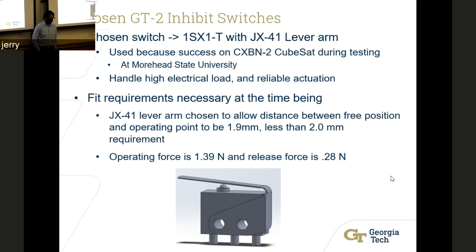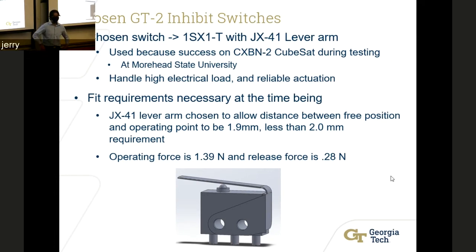So the inhibit switch that we chose was the IX1-T with a JX41 lever arm. There are 2 separate components. The lever arm is fastened onto the switch. We chose this specific one because it met, again, requirements that we needed. Additionally, it was used with success during testing on the CXBN2 CubeSat developed by Morehead State. It could handle very high electrical load, and it was very reliable. I had 0 issues during testing, so we decided it's pretty reliable and other people use it. Why not go for it?